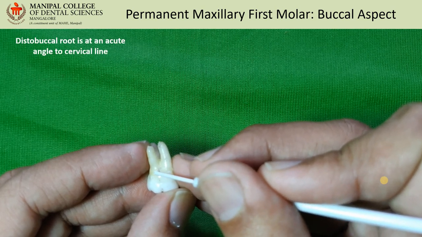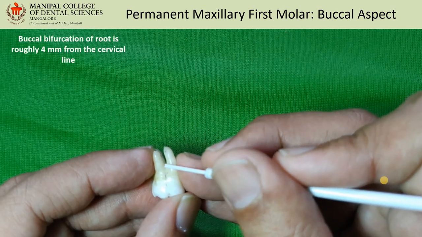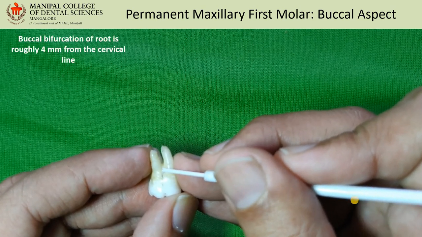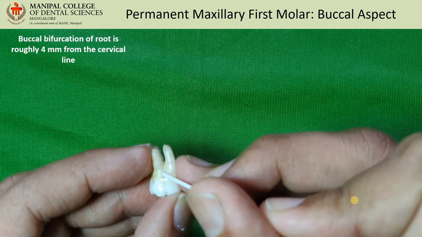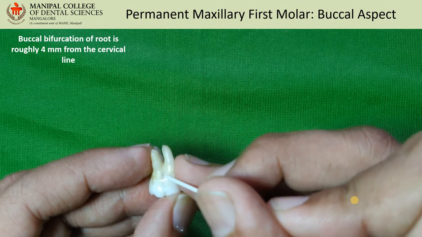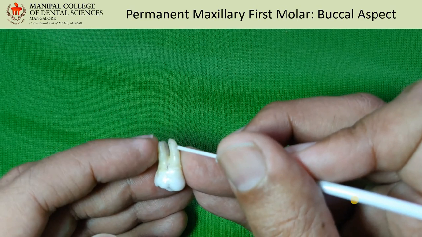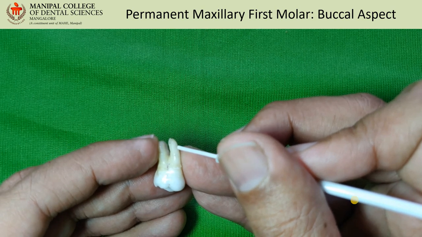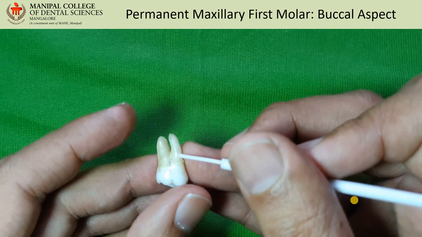There is a bifurcation that you note, which is roughly 4 millimeters. However, it varies, but it is much more apical than that of a deciduous tooth. The deciduous tooth shows bifurcation very close to the cervical line. At no point of time is the widest dimension of the roots wider than the crown. It is always within the confines.